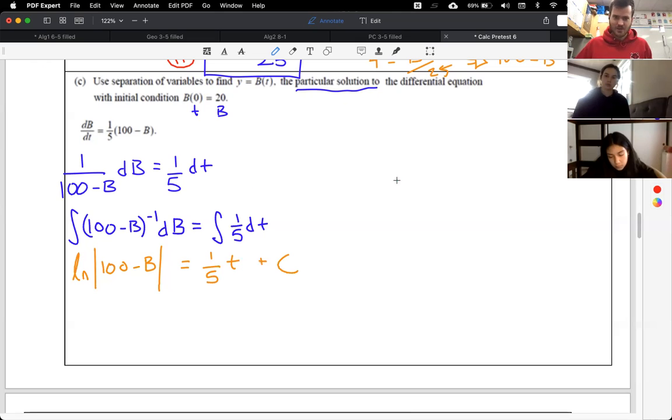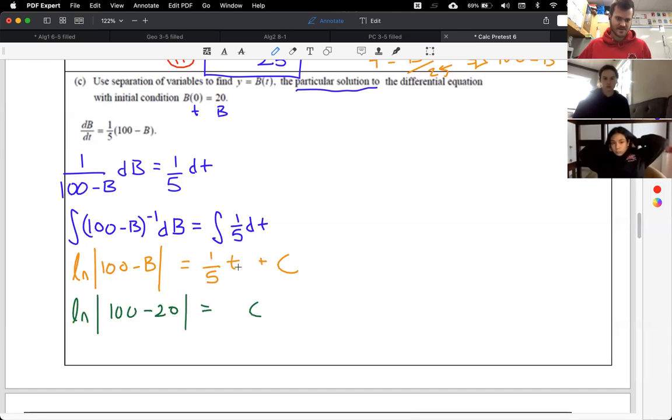And then step 3, evaluate. So just plug these things in and solve. So lowercase t is 0, so that is all going to be canceled out in the next step. So I'm going to have natural log of absolute value of 100 minus capital B is 20, so 100 minus 20, and that's equal to C. Again, this all canceled out because t is 0, and therefore natural log of 80 is the value of C that we're looking for.